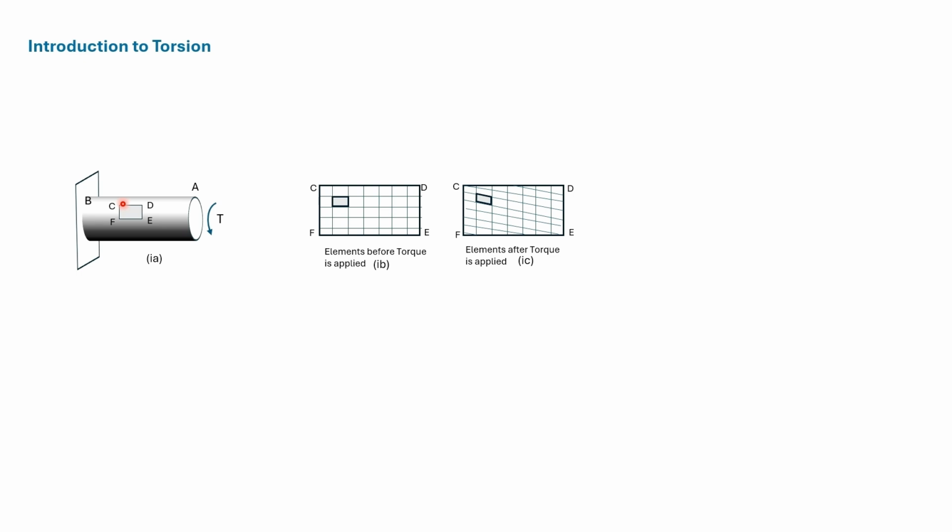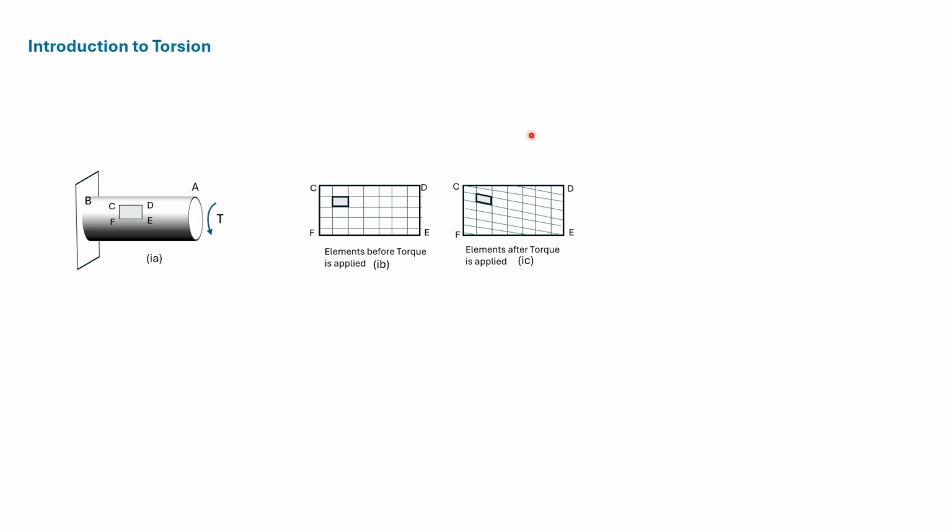A rectangle CDEF on the surface of the bar. The rectangle CDEF can be considered to consist of rectangular elements. We have taken vertical and horizontal lines as shown to depict the elements. This is the case before load is applied.